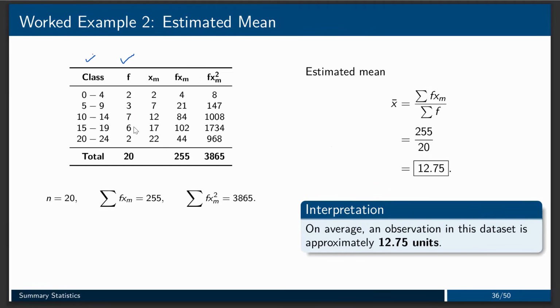First of all, we need the estimated mean. So the estimated mean is x bar equals summation of fx over summation of f. n is equal to 20, which is summation of f. Now we have our x's, that's the midpoints. We found the midpoints of each of the class intervals. fx is simply the frequency times the x. So 2 times 2 gives you 4. 3 times 7 is 21. 7 times 12 is 84, and all the way to the last number.